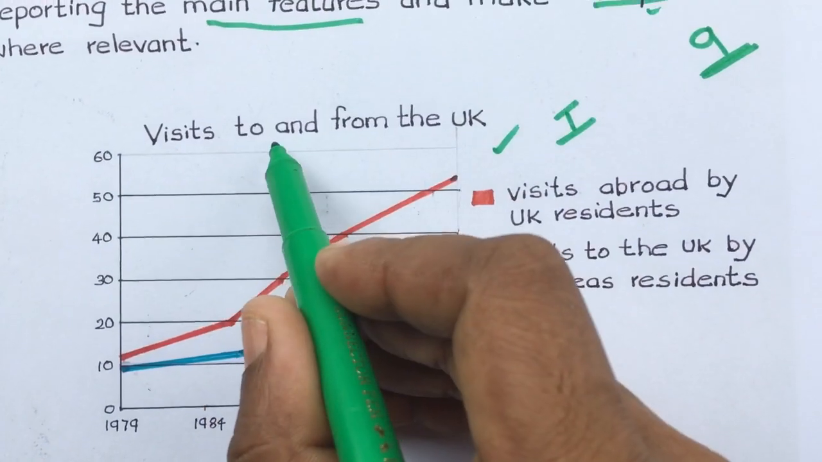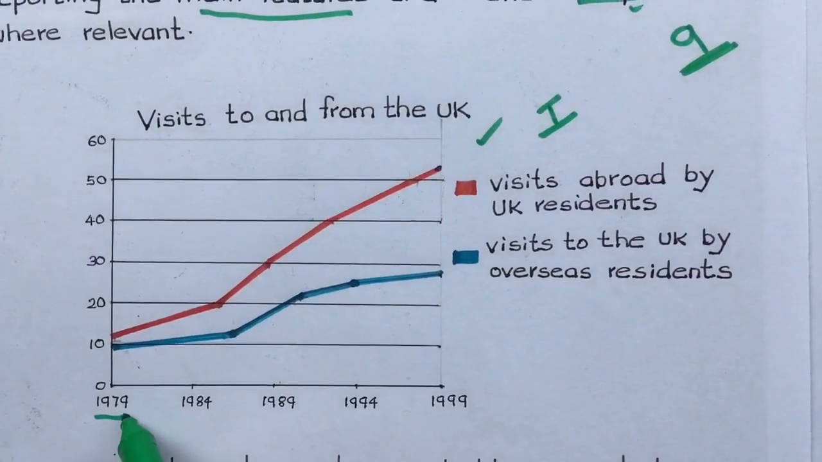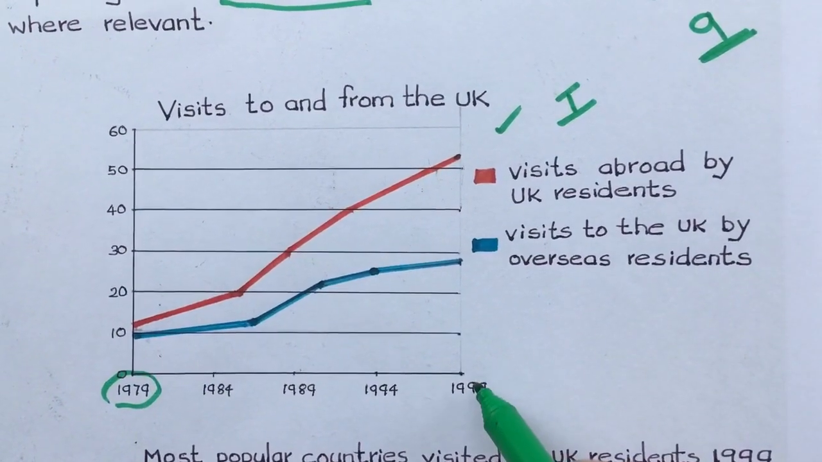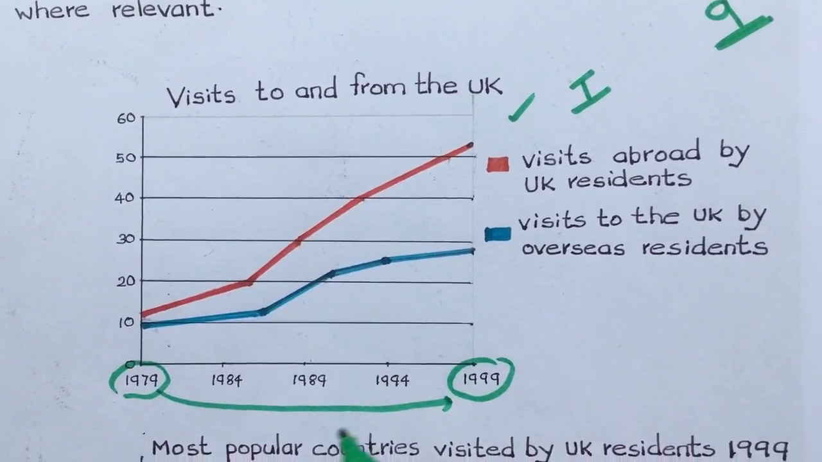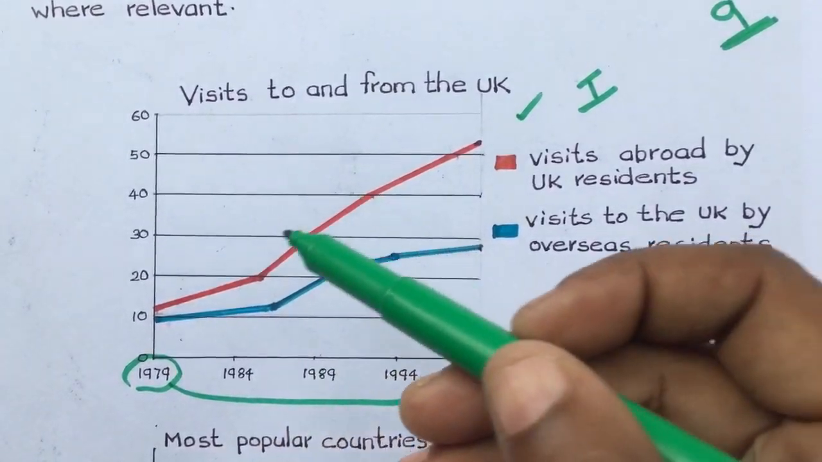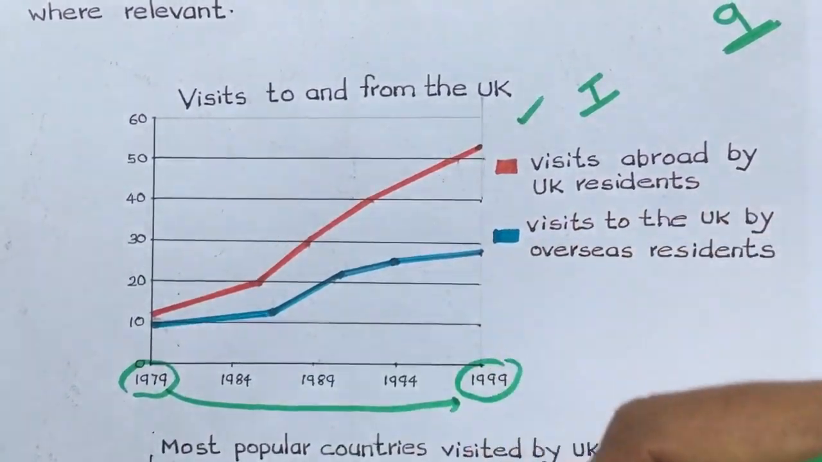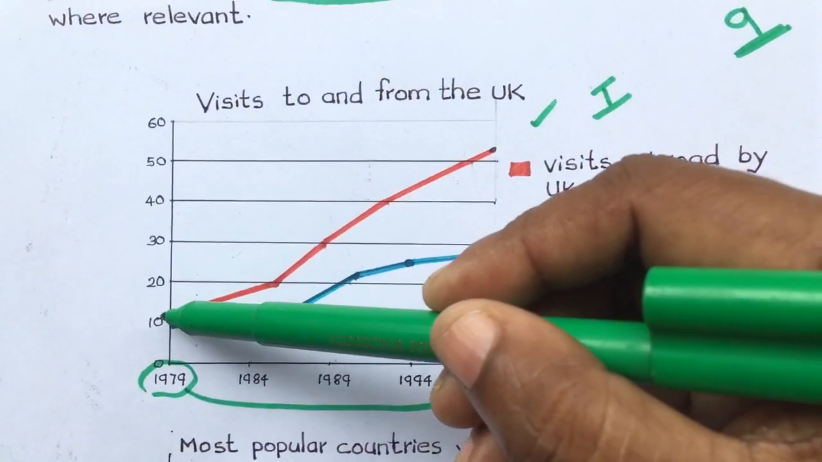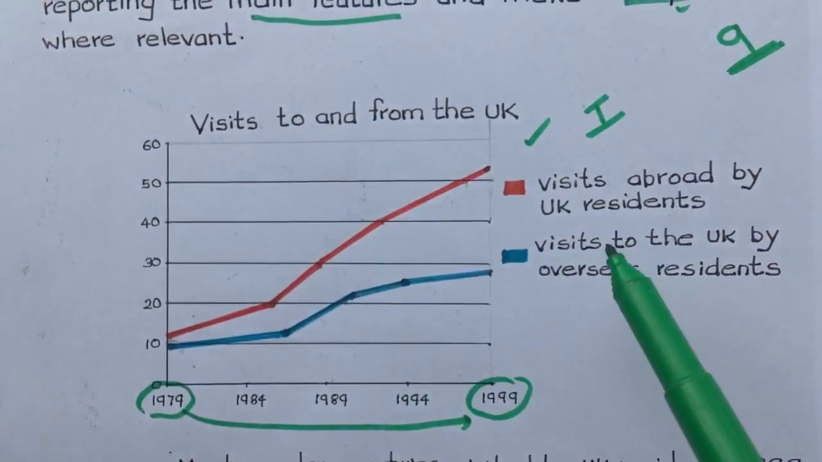So what we said, visits to and from the UK. Understand the question thoroughly. From when? 1979 to 1999, the period from here till there. And then how much, in millions. It's in millions because in the lower diagram also it's given in millions. So you just got to know the amount.